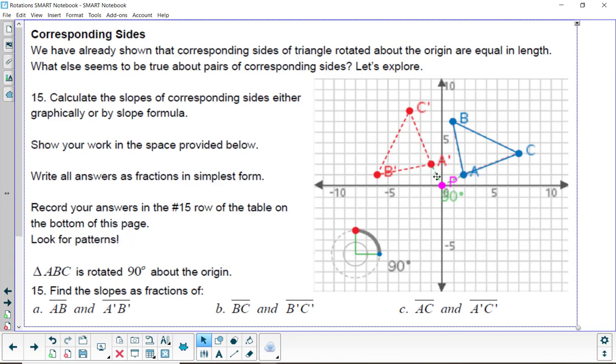So triangle ABC is rotated 90 degrees about the origin, point P. Find the slopes of AB and A prime B prime, and so on. All right, I'm going to ask you to please pause the video, do that, and come back when you're finished.